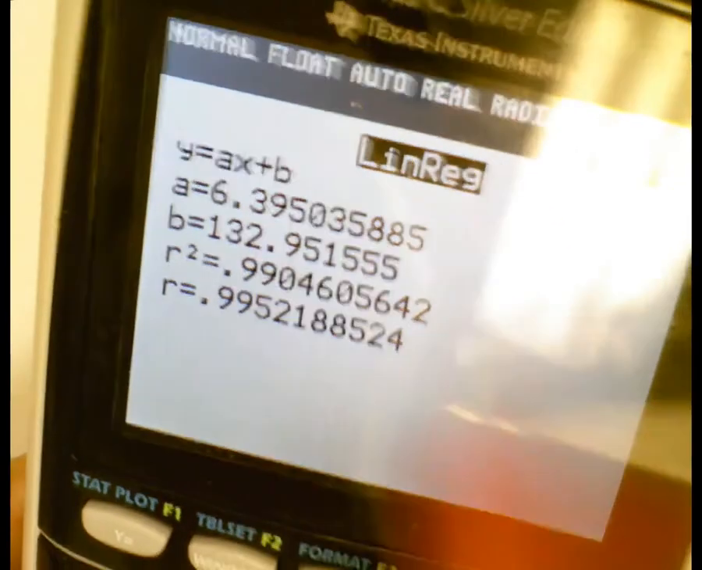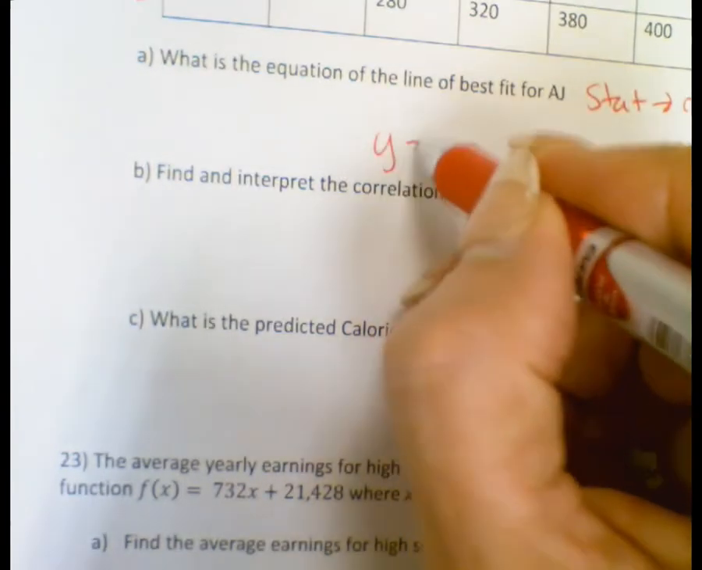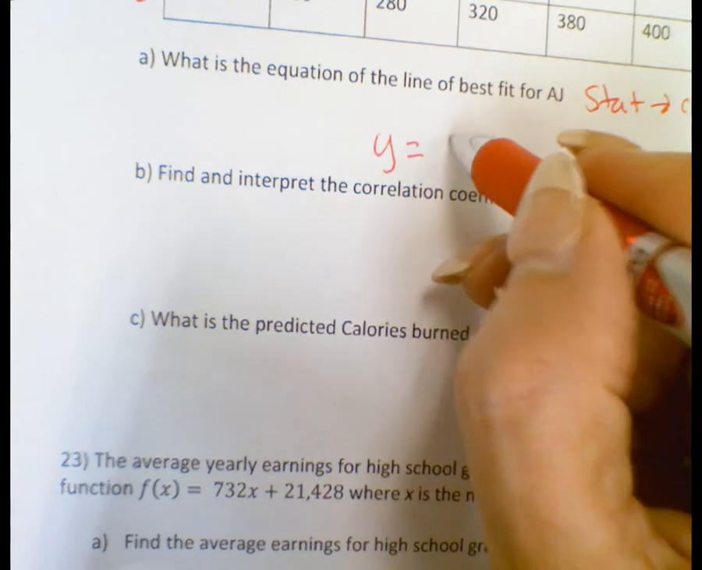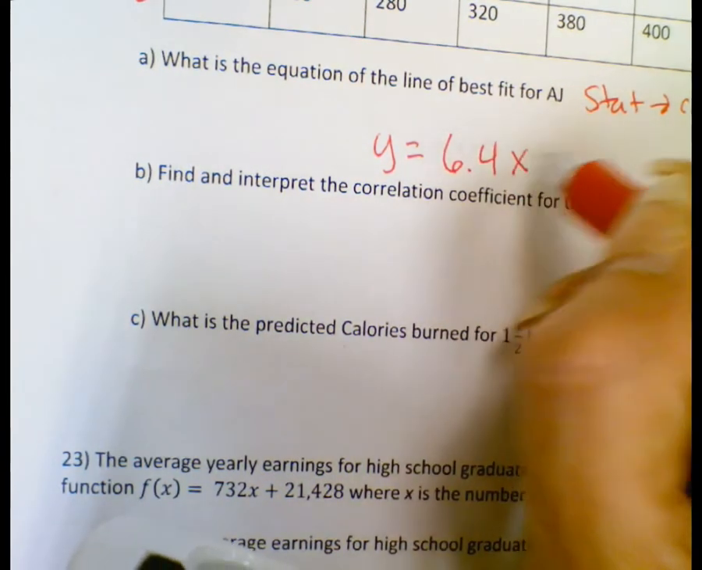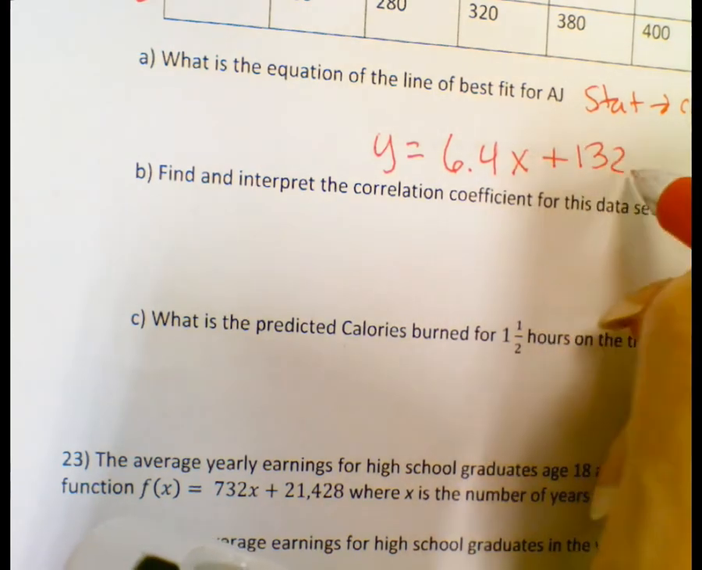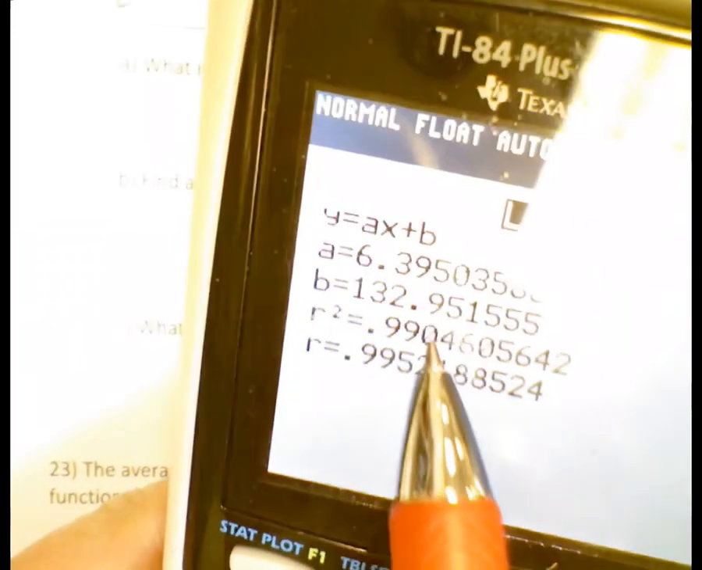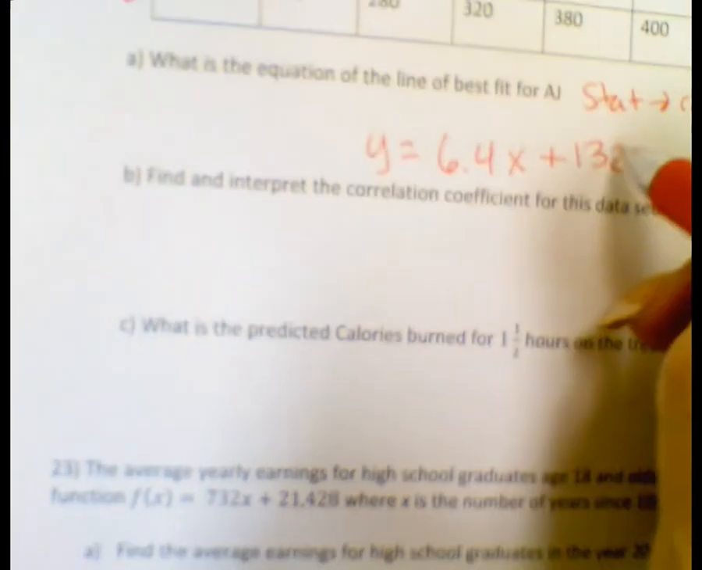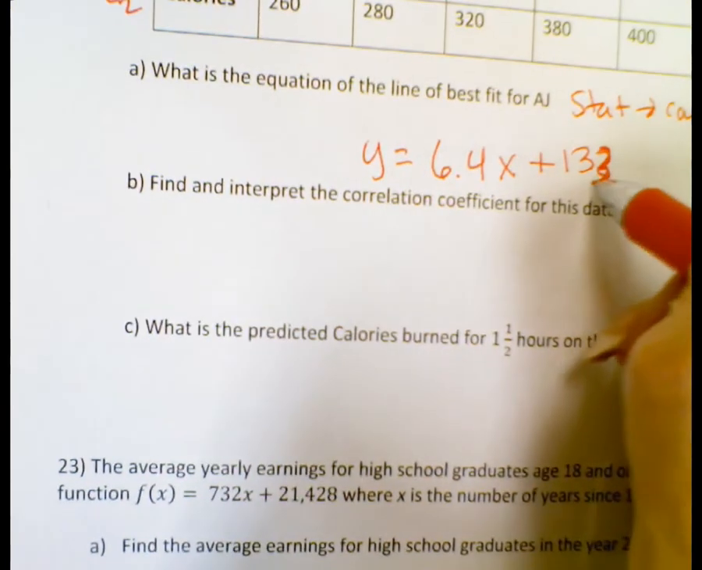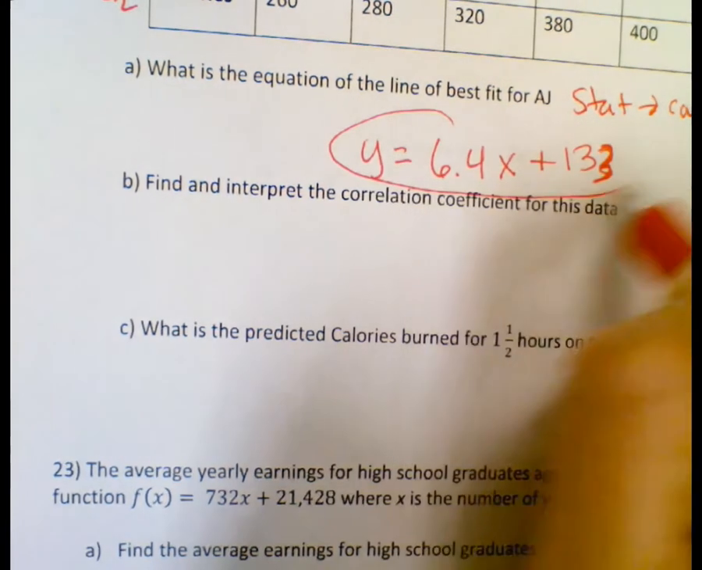Now your best line of fit says A and B. A is your slope, and B is your y-intercept. So you have to get them in. Let's go to tenths. So it's going to be 6.4x plus 132.95. Now 0.95, the 5 rounds the 9 to a 0, and that rounds out to 133. So I'm going to say it's 133. That's your best line of fit.